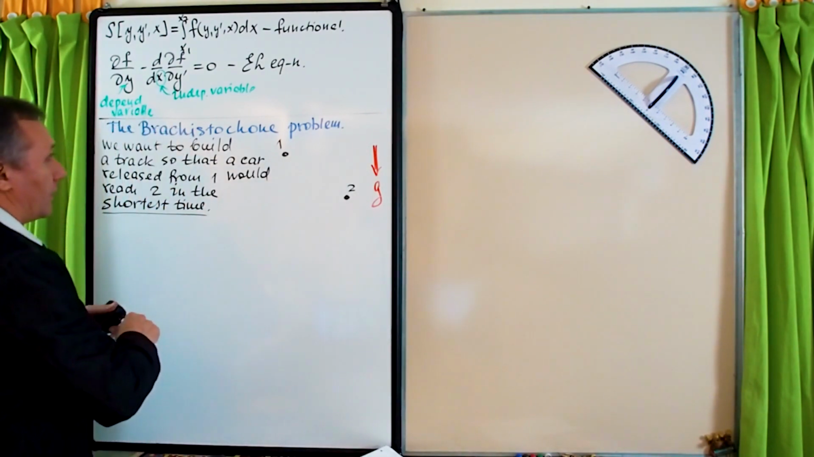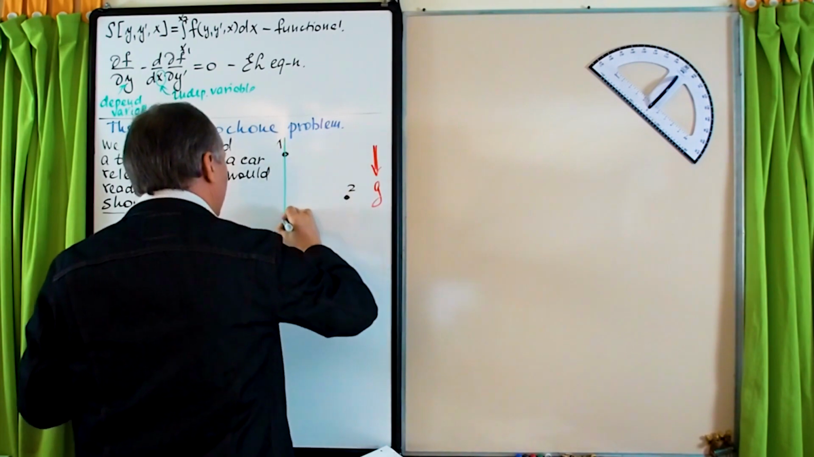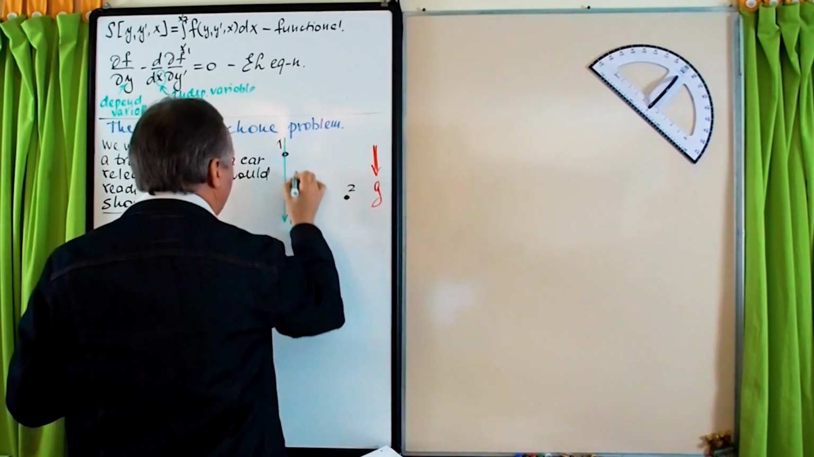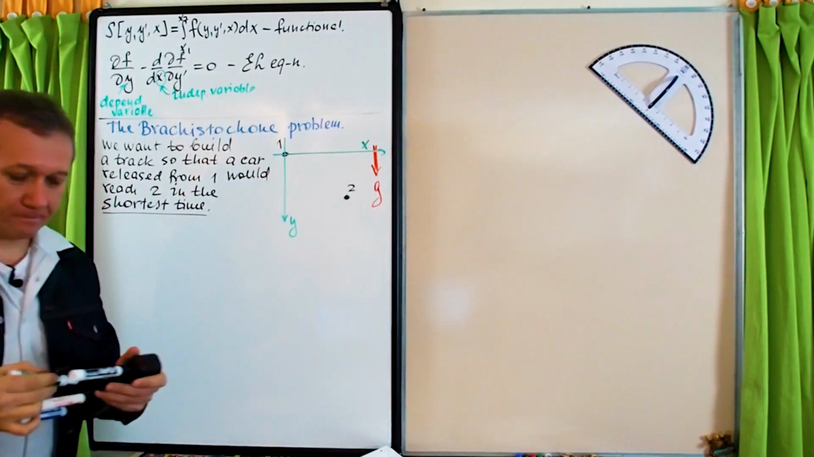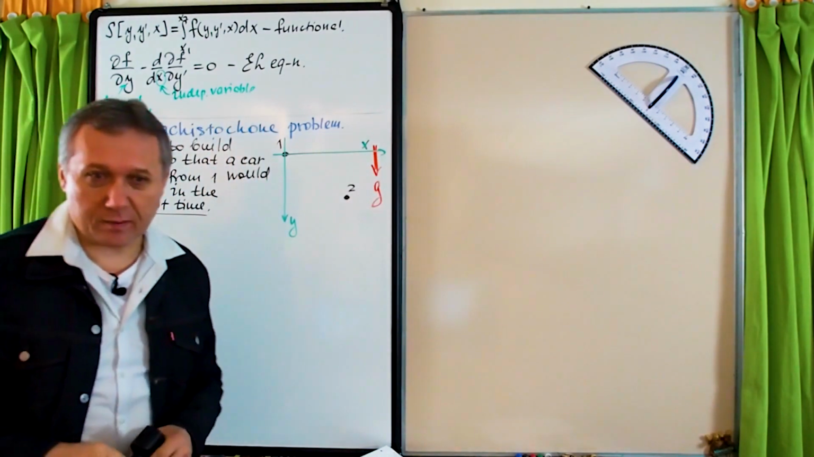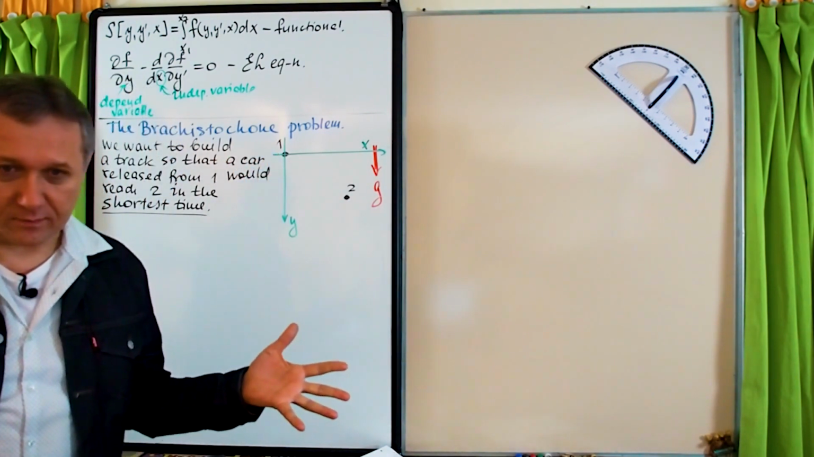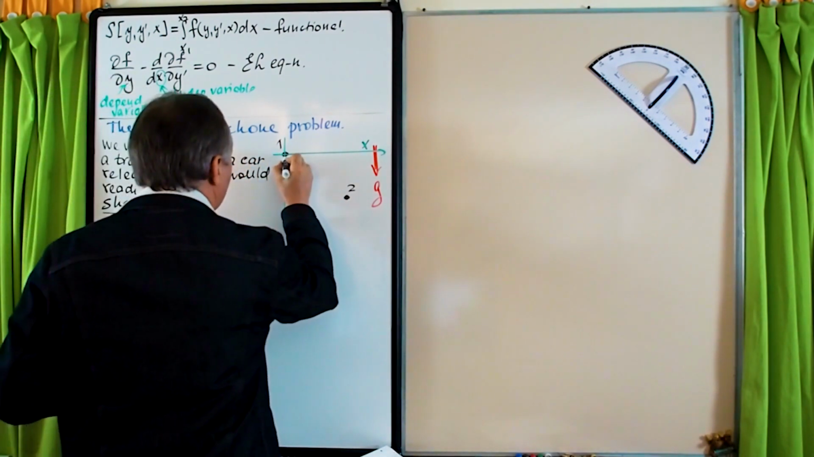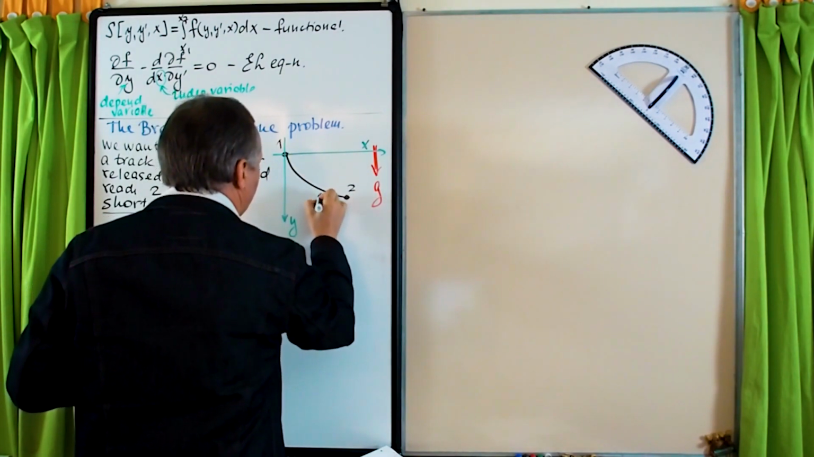Okay, so let me add a few lines. So first of all, coordinate system. Let's say this is my y-axis. This is x. Right? Again, as in the previous example, we just need to take a completely arbitrary path. Right? Completely arbitrary path. So let's say this is arbitrary path.